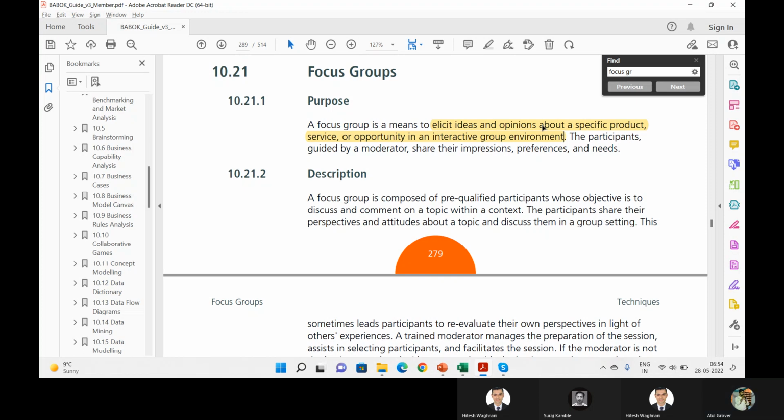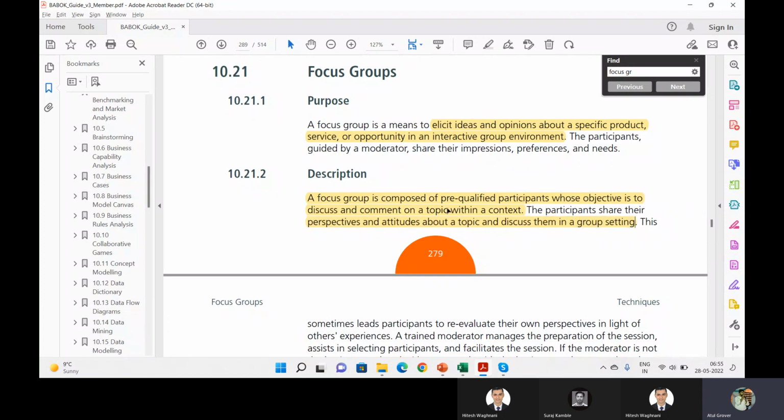Okay. So a focus group is composed of pre-qualified participants whose objective is to discuss and comment on a topic within a context. Important. The IT director says, guys, I want to increase the CSAT now from 94 to 97. This is the target. Let's discuss something on that part. In a context, we have to discuss. Everybody shares their ideas, perspective, attitude toward this.